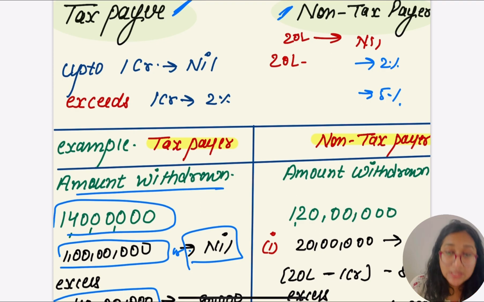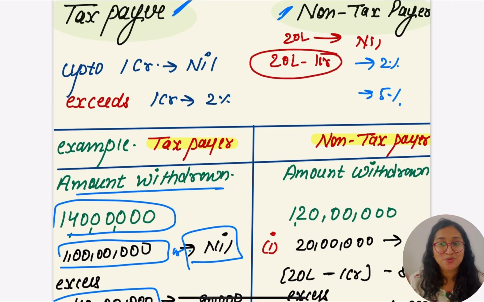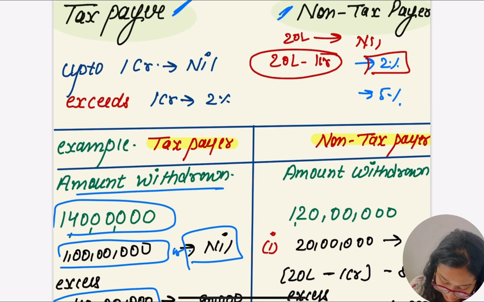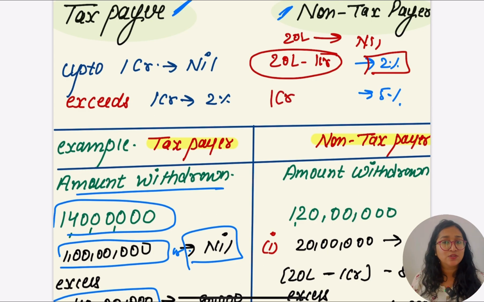So if the amount is from 20 lakh and up to 1 crore, the rate is going to be 2%. But what if the amount exceeds 1 crore? In that case, the rate is going to be 5%. Hope this point was also clear. Let me say it again.